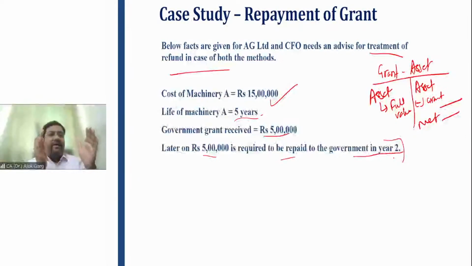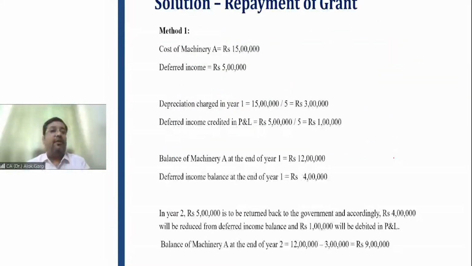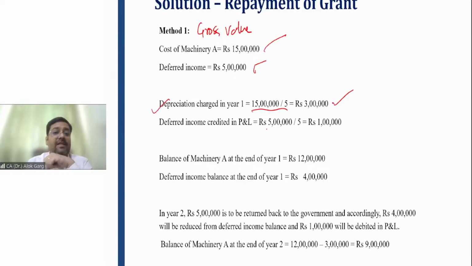So friends, on one side, the accounting of the asset is going on if the company has recorded the full value, method 1, which is gross value. In method 1, the cost of machinery was 15 lakh rupees and the deferred government grant is 5 lakh rupees. This 15 lakh rupees has to be depreciated over 5 years, 3 lakh rupees depreciation every year. And this 5 lakh rupees needs to be amortized over 5 years on a straight line basis. So 1 lakh rupees will go to other income and 3 lakh rupees will go to depreciation.